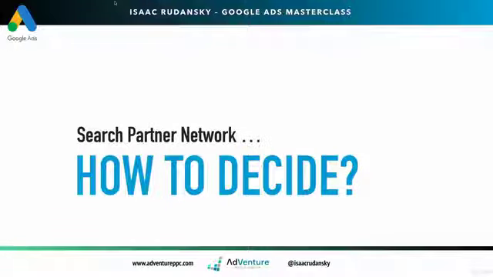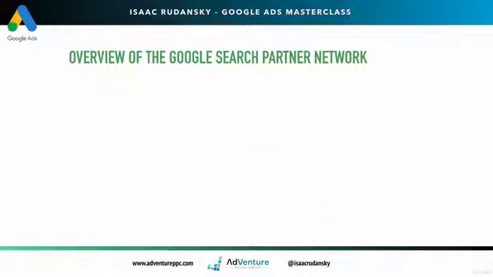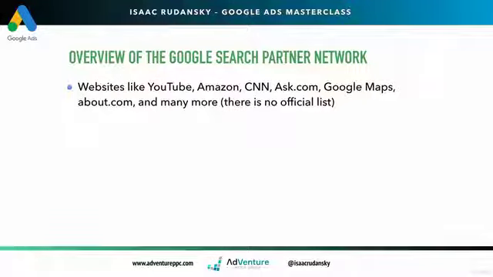So let's do a quick overview of the Search Partner Network. The Search Partner Network includes sites like YouTube, Amazon, Ask.com, Google Maps, About.com, many others. There's no official list. These are sites that have search functionality within them, and there's not just a handful. There's thousands and tens of thousands of sites like this that use Google search functionality in some way in their websites, and there's a range between real, legitimate websites like the ones I'm listing above and just tons of random blogs that also use search functionality.